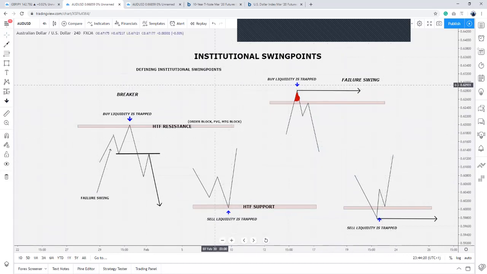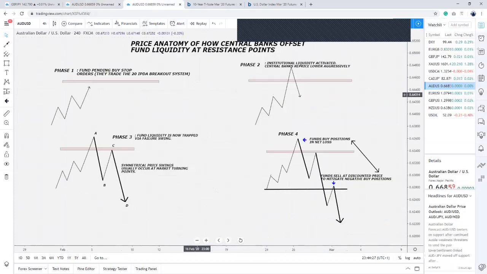All right, guys, let's get down to the final segment of this video covering institutional swing point. And what I'm going to be addressing is the price anatomy of how central banks offset fund liquidity at resistance points. So this video basically is covering resistance points, and you can simply invert that to get support points. Okay, so now phase 1, you're going to see the market trading.